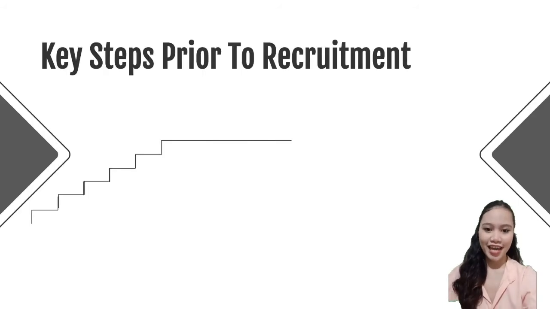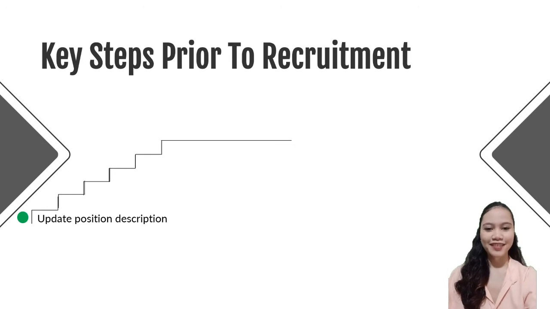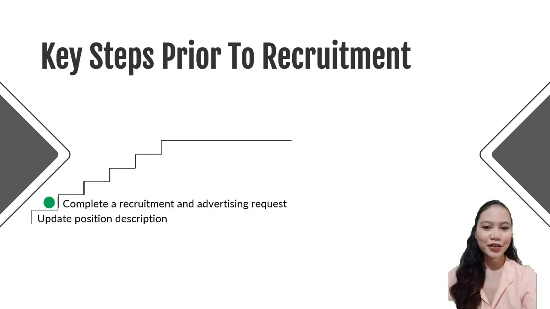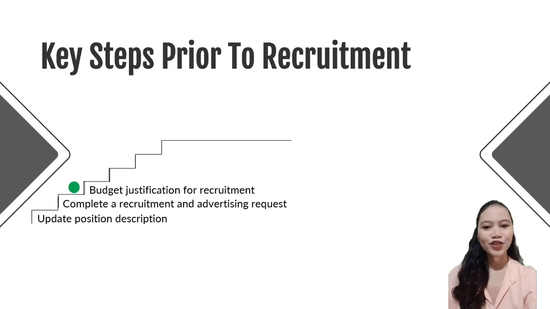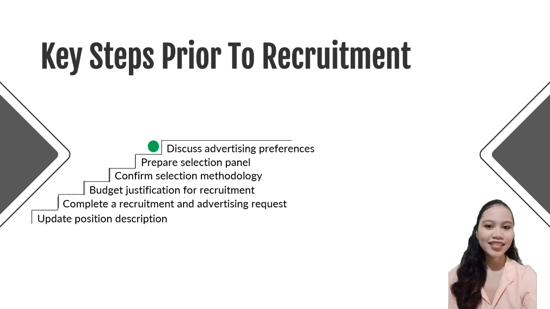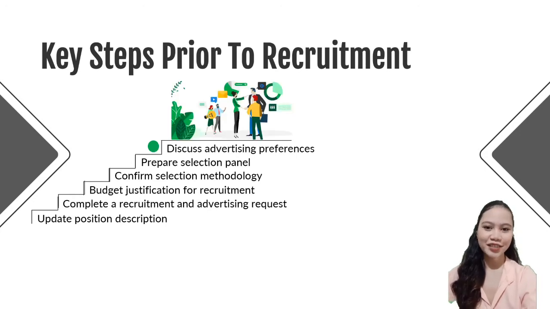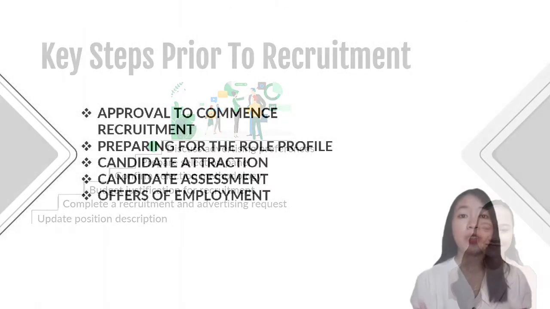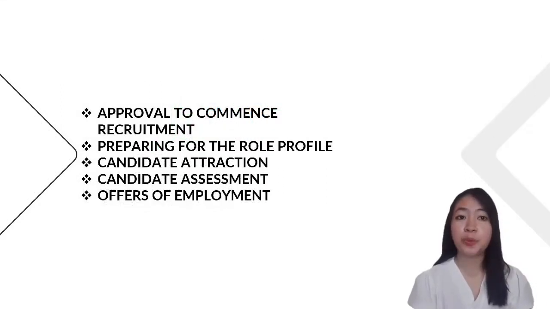These are the key steps prior to recruitment. First, update position description. Second, complete a recruitment and advertising request. Third, budget justification for recruitment. Fourth, confirm selection methodology. Fifth, prepare selection panel. And the last one, discuss advertising preferences. So we are now done discussing the approval to commence recruitment.